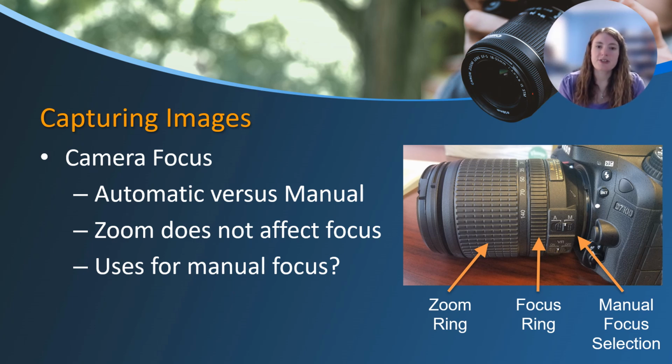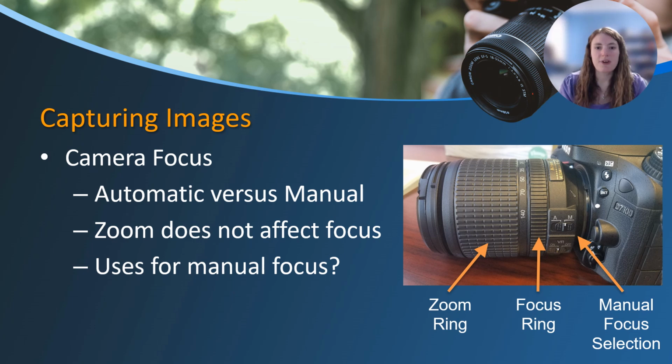This photograph shows you the side of your Nikon 18 to 140 millimeter lens, which you're going to be using the majority of the time. To change between automatic and manual focus, you're going to move the tab at the base from A, standing for autofocus, to M, manual focus.